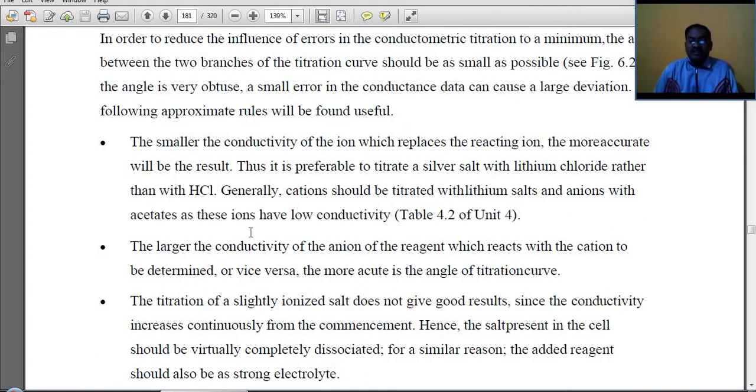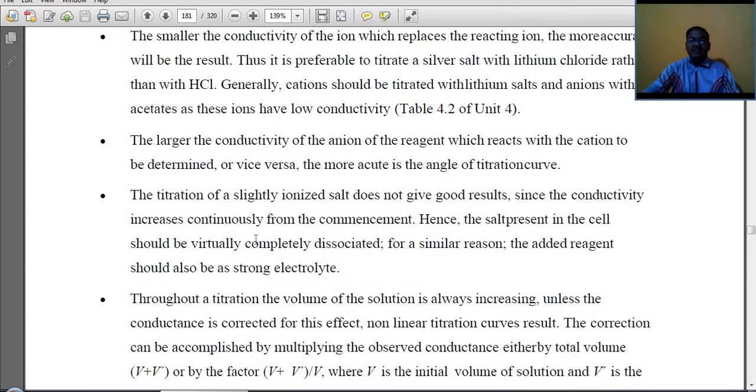The smaller the conductivity of the ion which replaces the reacting ion, the more accurate will be the result. Thus, it is preferable to titrate a silver salt with lithium chloride rather than with hydrochloric acid. Generally, cations should be titrated with lithium salts and anions with acetate, as these ions have low conductivity. Also, the larger the conductivity of the anion of the reagent which reacts with the cations to be determined, the better.